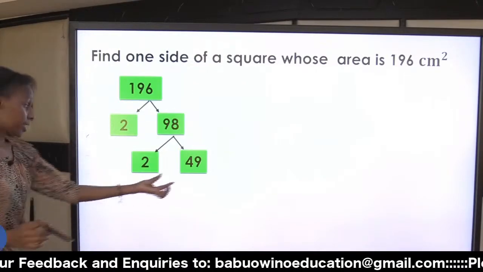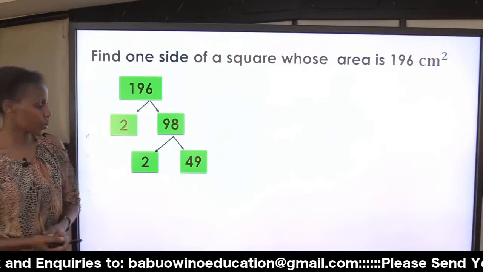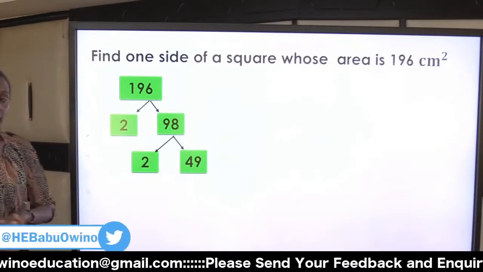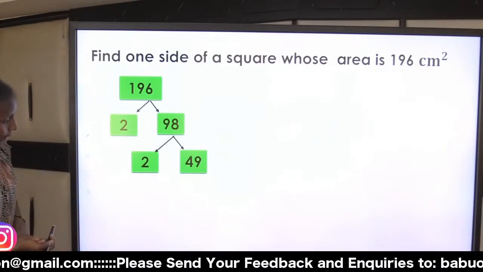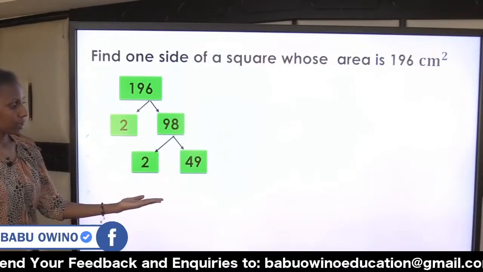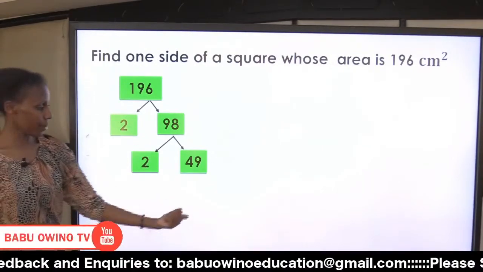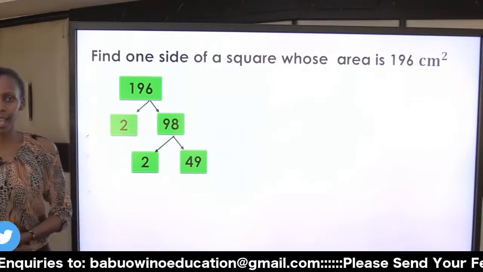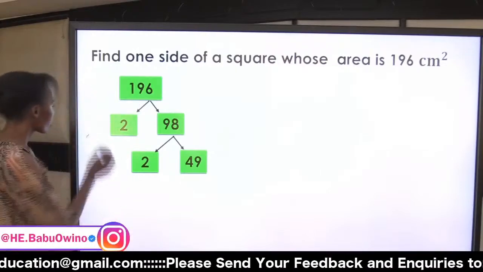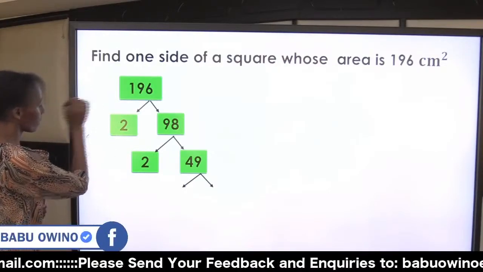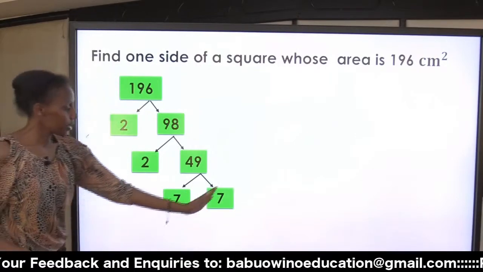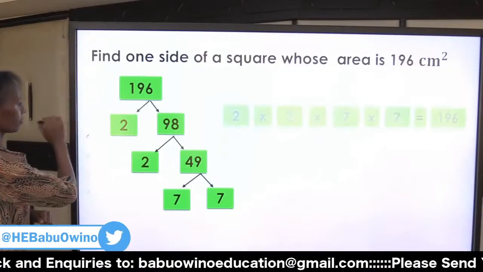Okay. 49 cannot be divided by 2. So we look for another prime number that when we divide, we shall get an answer without a remainder. So I cannot divide by 3 because there will be a remainder. I cannot divide with 5. There will still be a remainder. So after 5, the next prime number is 7. So 49, when I divide by 7, I get 7. Now I have finished factorizing my number.